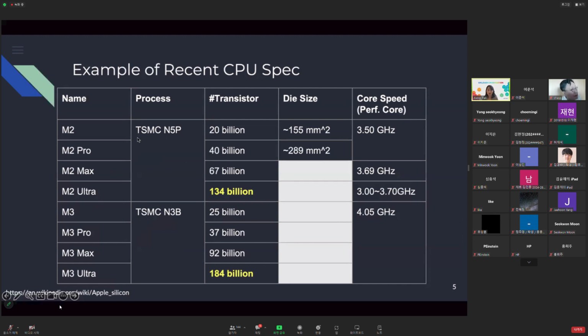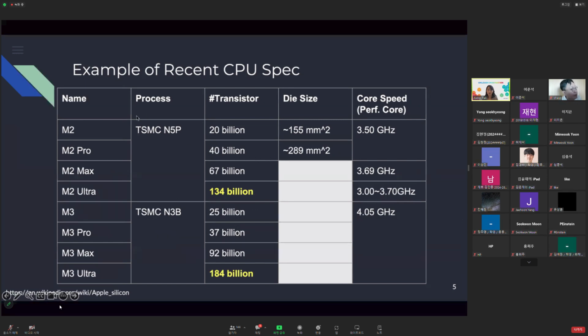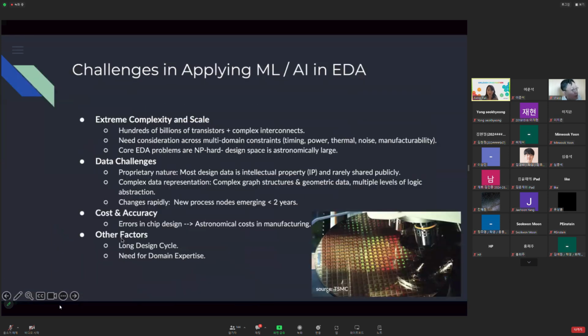So the process node itself is emerging very rapidly. So the training data that we used for the previous node may not be very useful for the new node. So that's another challenge in the EDA industry. And another thing is the cost.